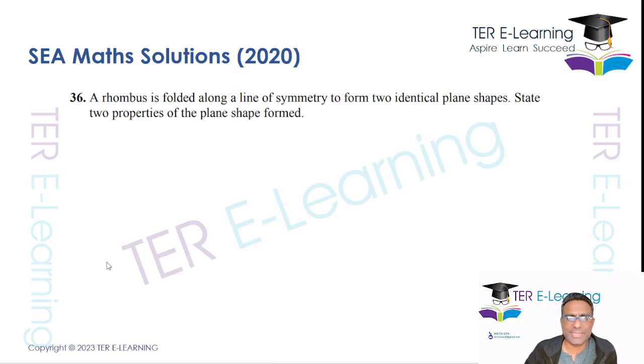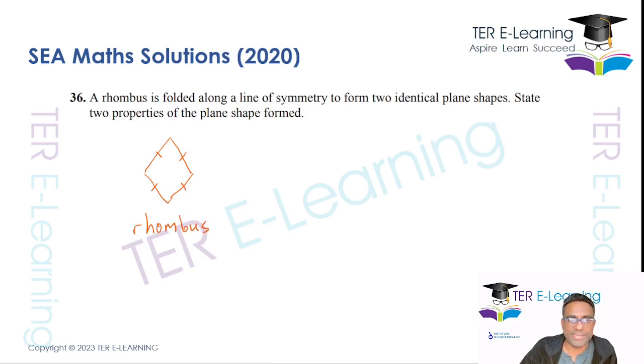Question 36. What we have here is a rhombus that is folded along a line of symmetry to form 2 identical plane shapes. State 2 properties of the plane shape formed. A rhombus is a quadrilateral, meaning it's a 4-sided figure, but with the rhombus, all the sides are identical lengths. So this length is the same as this, the same as this, the same as this. So this is what we call a rhombus.